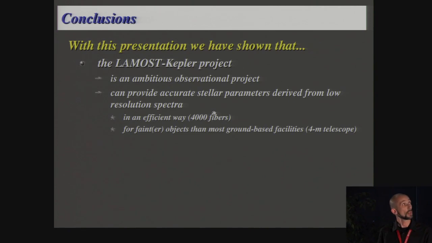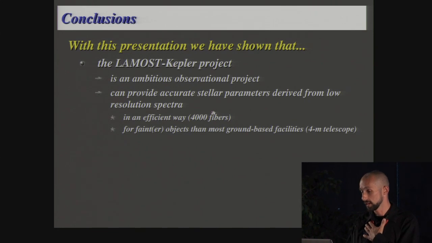In America, they're also trying to use a new program to do spectral classification in the same way as is done by the humans. So what I wanted to show with this presentation is that this LAMOST-Kepler project is actually an ambitious observational project that can provide rather accurate stellar parameters derived from low resolution spectra in an efficient way, because we have 4,000 fibers, and also for fainter stars than for most ground-based facilities.